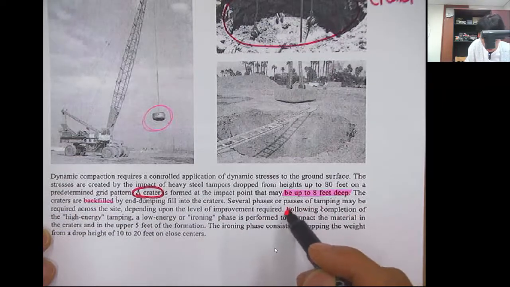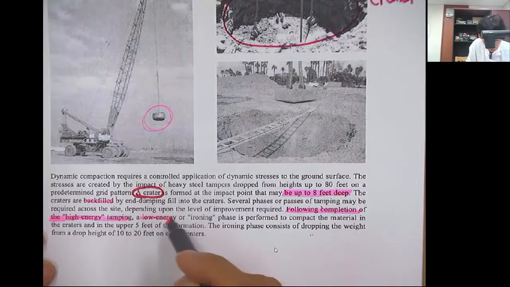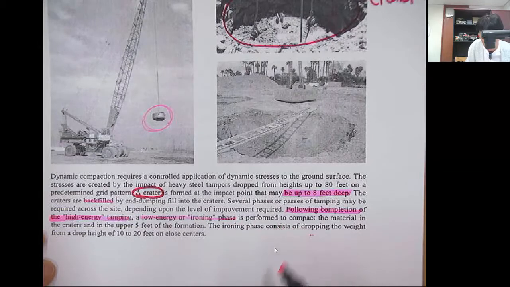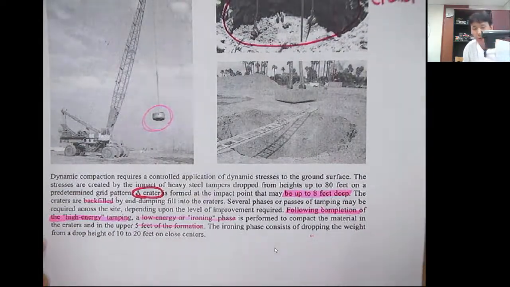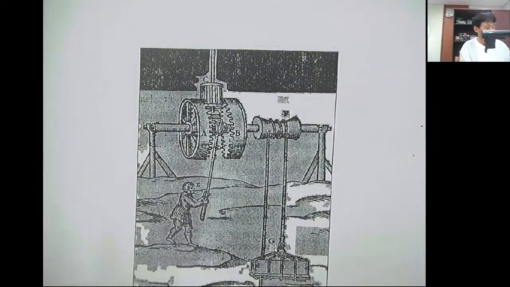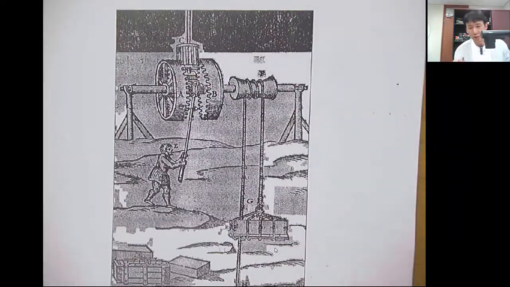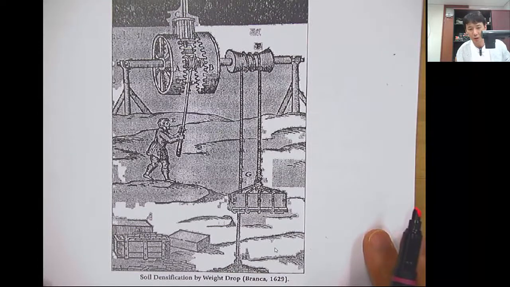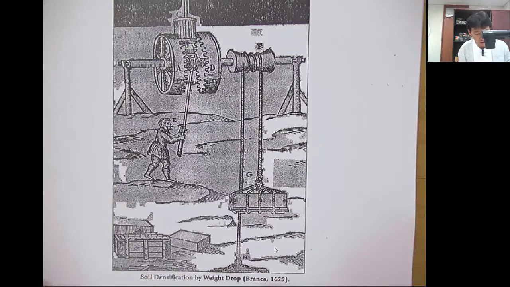Following the completion of the high energy tamping, a low energy or ironing phase is performed to compact the material in the craters and in the upper 5 feet of the formation. The ironing phase consists of dropping the weight from a drop height of 10 to 20 feet on closed centers. So this shows the picture of the old, so the deep dynamic compaction has been really old. People implemented this technique since like the 17th century.